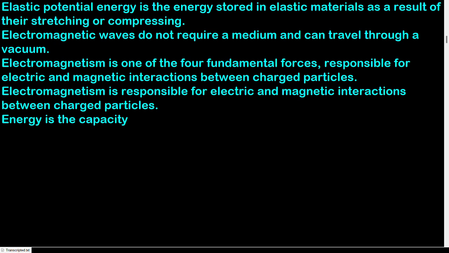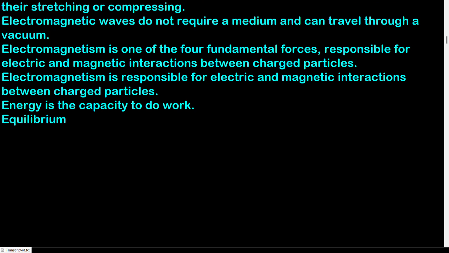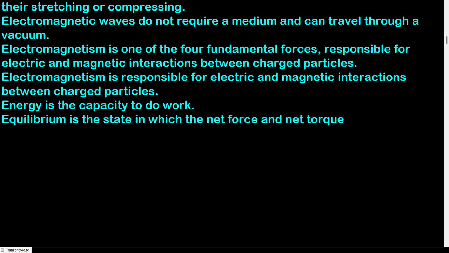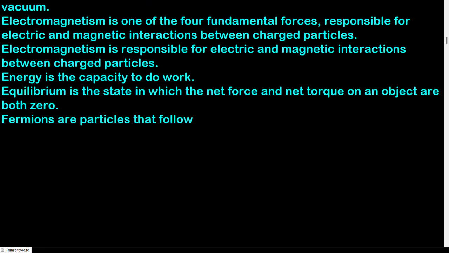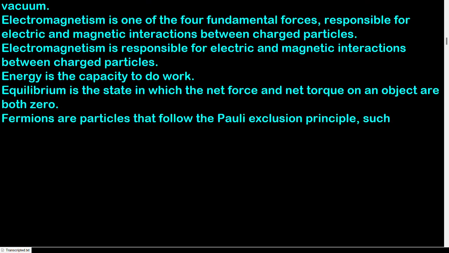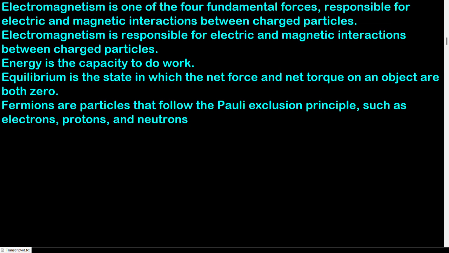Energy is the capacity to do work. Equilibrium is the state in which the net force and net torque on an object are both zero. Fermions are particles that follow the Pauli exclusion principle, such as electrons, protons, and neutrons.